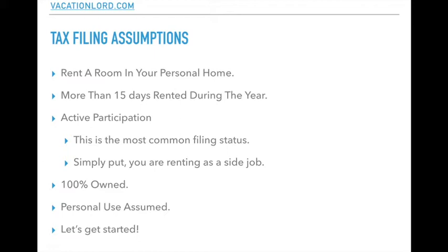Now, we're going to cover what is the most common situation for people who rent rooms. And we're going to go through this at a detailed level, but here's the high-level summary. You're going to file what's called active participation status. This is actually the most common filing status for rentals, even in a situation where you're renting a complete home out. And simply put, what this means is you are renting as a side job. This is not your main business. Your business is not renting homes. Your business is something else. Maybe you have a day job. Maybe you have some other business that's unrelated to the rental. So that's the first criteria.